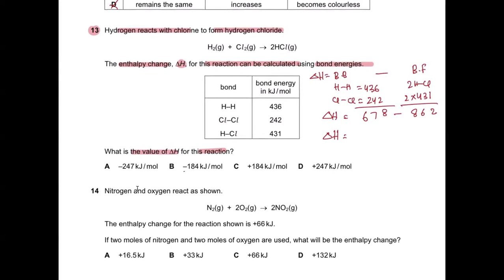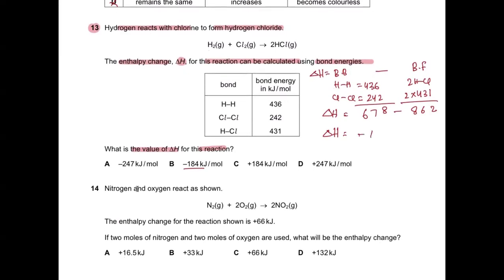It's negative 184 if I'm not wrong. Yes, so negative 184. So A, C, and D go wrong, and B is the correct answer.